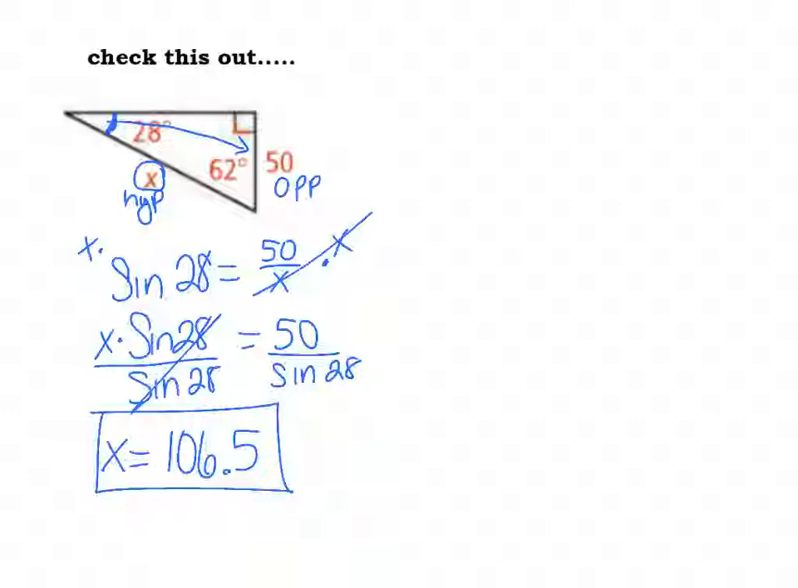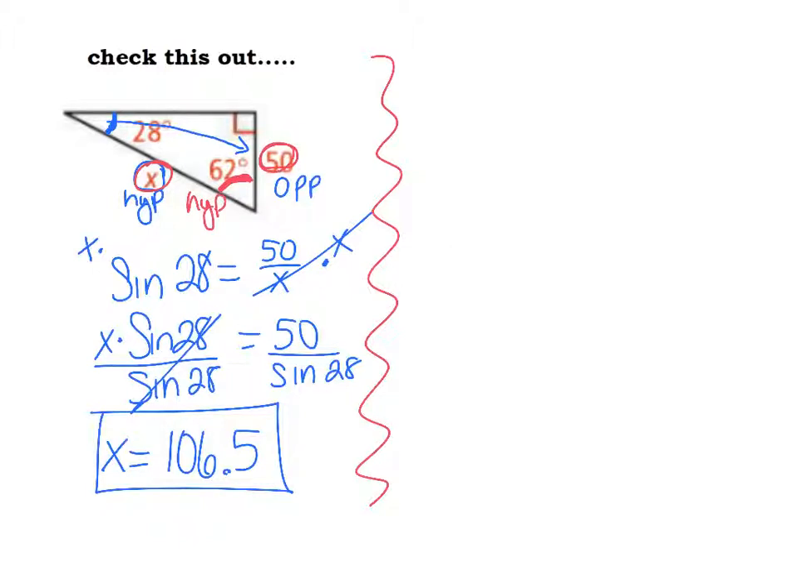Now, I want to try something else with you. I want you to look at a different scenario. What if instead of using the 28, we chose to use the 62? So I'm going to use the 62 this time. Now, when I'm working through this, this is still the hypotenuse. That doesn't change. But the 50 is now adjacent to my 62-degree angle. Well, that's a different trig ratio.